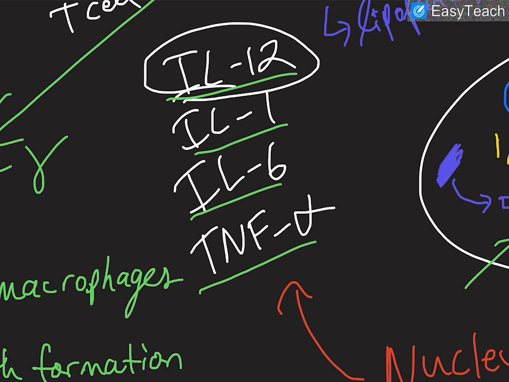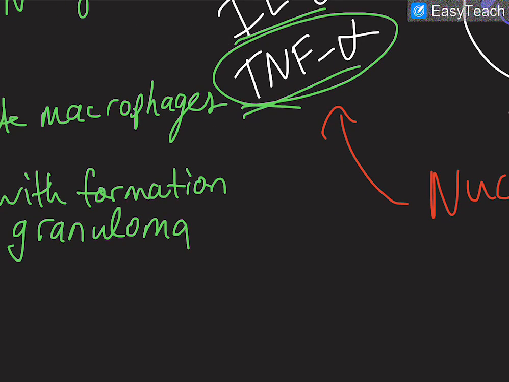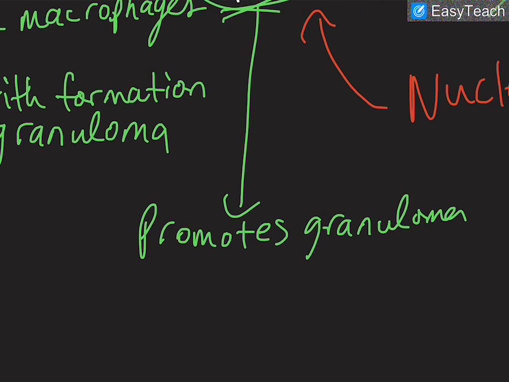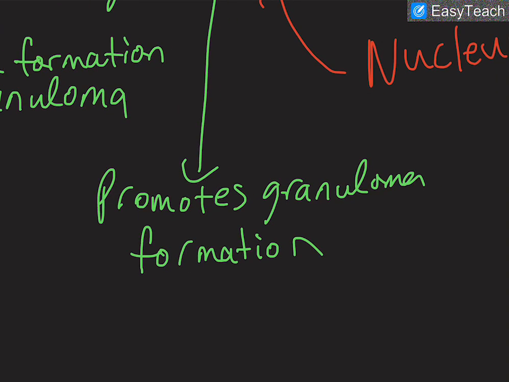And actually, since we're already here, TNF alpha promotes granuloma formation. So let's draw this also: this also promotes granuloma formation. Remember, Mycobacterium tuberculosis causes caseous necrosis. What that means is inside the granuloma, there's going to be necrotic tissue.